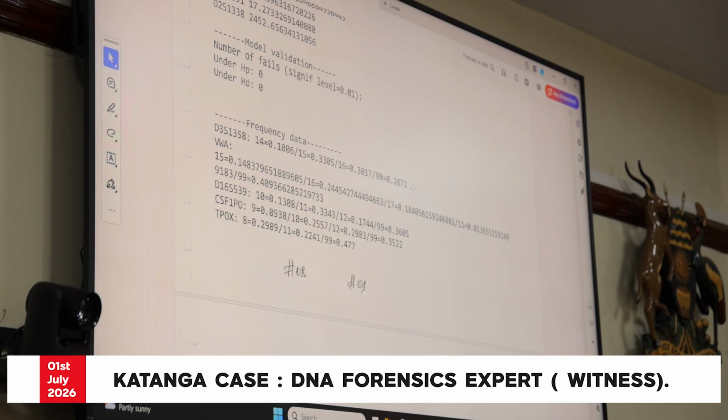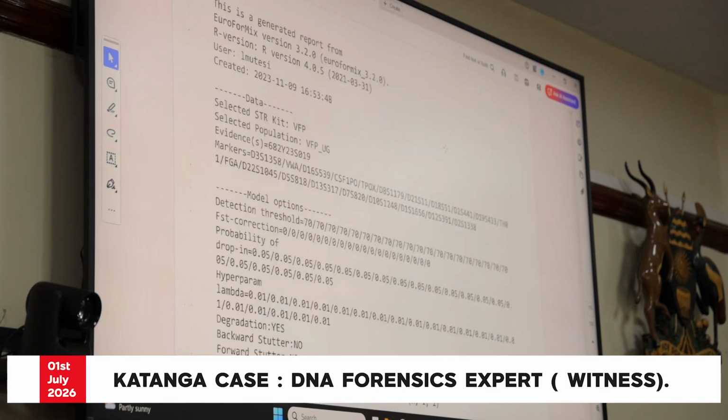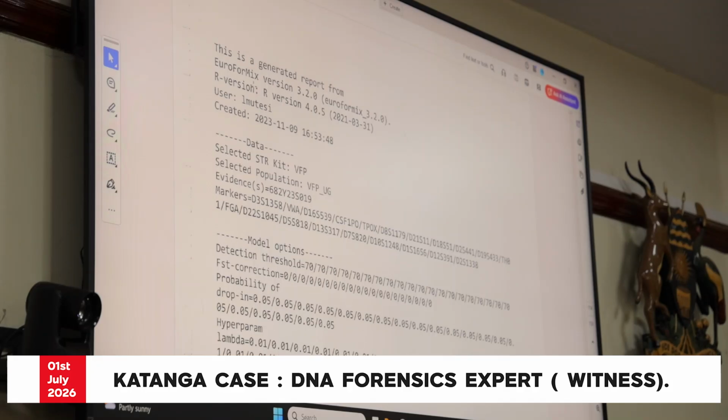And this thing we are looking at, how do we know this is sample 19? So recorded at the start, underneath where it says the user is the data, and it's saying the profiling kit Verifiler Plus, it's stating the population it's considering for the frequencies, Uganda, and here under evidence, so on page 114, under evidence is the identifier of the suspect in question. So this is sample 19.